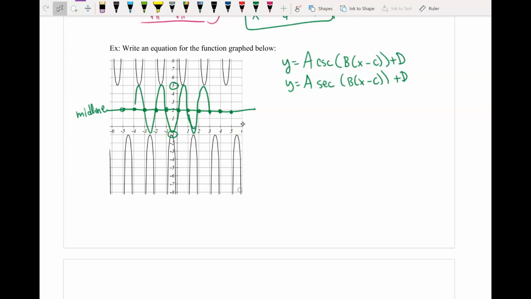All right. So now, because I found the midline, which was y equals d, or y equals 2, that's what d is equal to. So you already know what d is. D is equal to 2. It was shifted, everything was shifted up 2 units. All right, now notice we can figure out what our amplitude is. So how far is it from the midline upward? So if this is 2, it went up to 5. That means it must have been up 3 units. So a in this case is equal to 3 units.